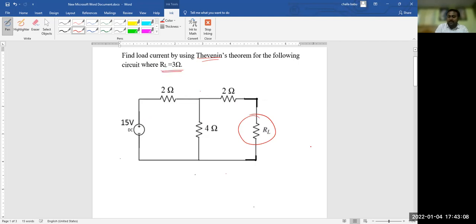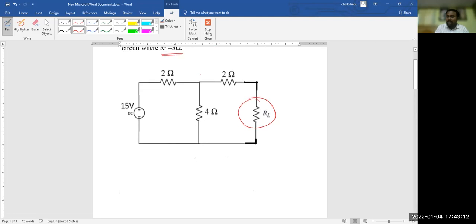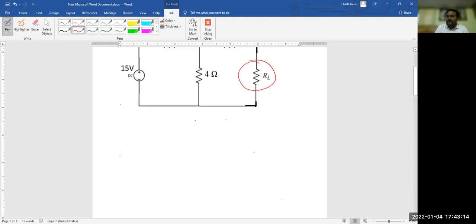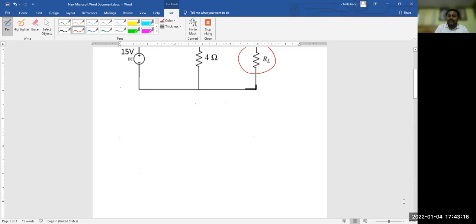In the first step, we have to find out the Thevenin equivalent voltage source. In the second step, we have to find out the Thevenin equivalent resistance. In the third step, we are going to find out the current flowing through the RL. So the first step is to find VTH, that is Thevenin equivalent voltage.